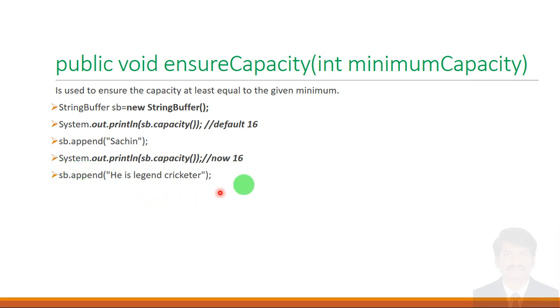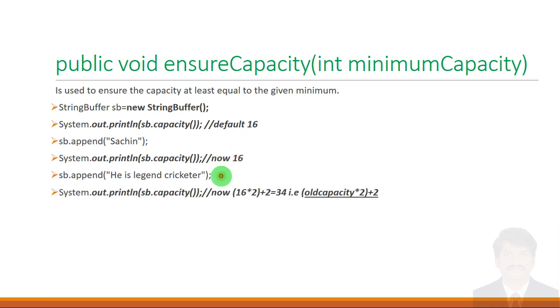SB.append "He is legend cricketer." It has to grow. The capacity has to grow. Whenever we are going to add the element beyond the capacity, then the capacity has to grow. So how will it grow? There is a formula. What is that formula? It is old capacity into 2 plus 2. Old capacity is 16. 16 into 2 plus 2, that is 34. If you print now, it will print the capacity 34.